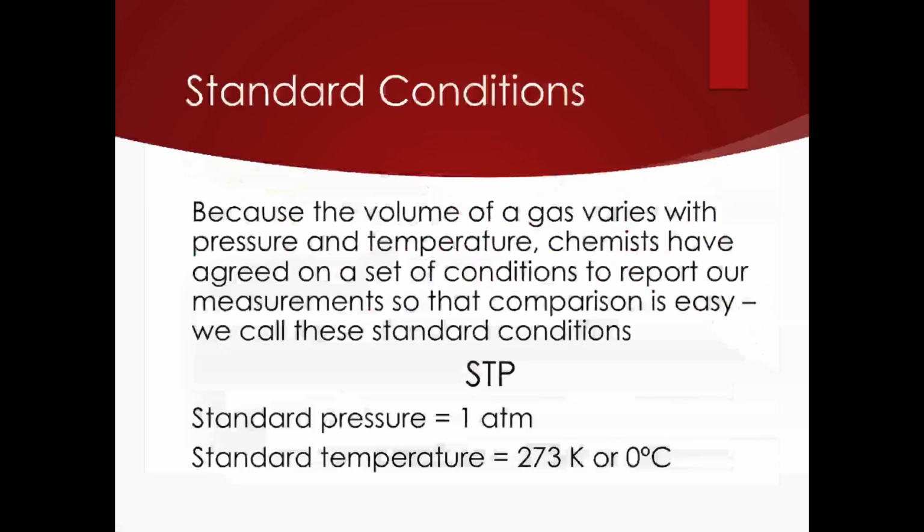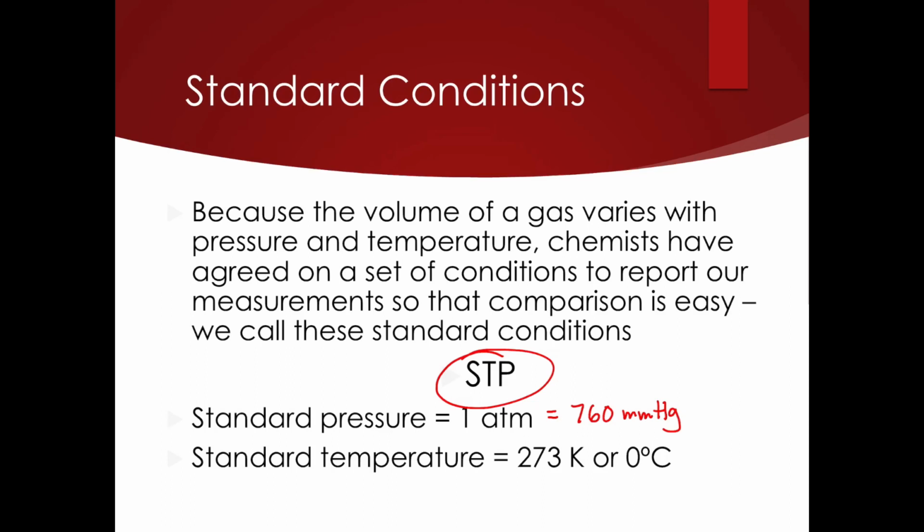And we use standard conditions because the volume of a gas can vary with pressure and temperature. We want to have some agreed upon set of conditions to report our measurements so that comparisons are really easy across different labs. So we call these conditions standard conditions, or STP. And STP stands for standard temperature and pressure. So our standard pressure is 1 atmosphere, or anything that it happens to be equal to, like 760 millimeters of mercury, or any of those other conversions that we saw in the previous lecture.